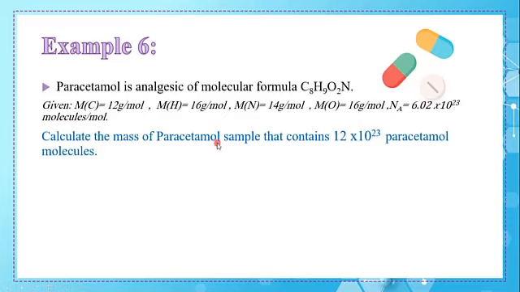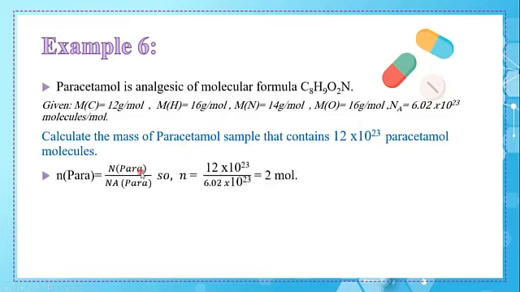Calculate the mass of paracetamol sample that contains 12 times 10 to the power 23 paracetamol molecules. In this example, you are asked to calculate the mass of paracetamol sample. At first, you have to find the number of moles of paracetamol, which is equal to the number of paracetamol molecules over Avogadro's constant. The number of paracetamol molecules is given, 12 times 10 to the power 23, over Avogadro's constant, which is 6.02 times 10 to the power 23. The answer is 2 moles.